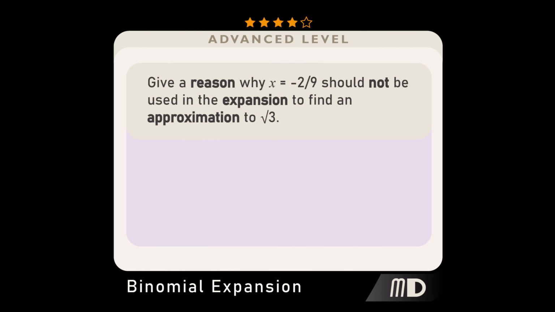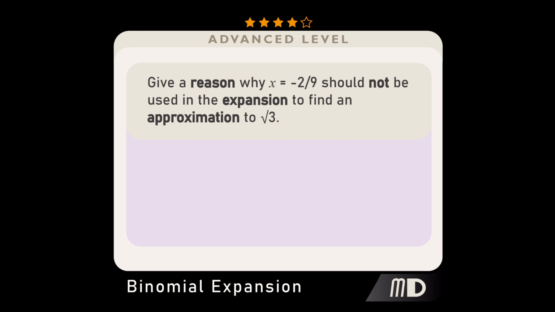This is the second part of a 2-part question. Give a reason why x equal to minus 2/9 should not be used in the expansion to find an approximation to root 3.